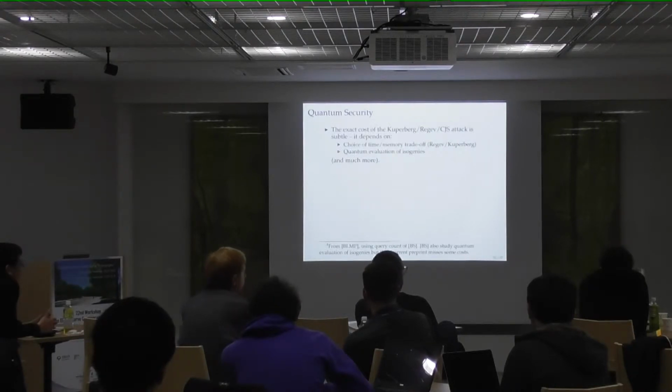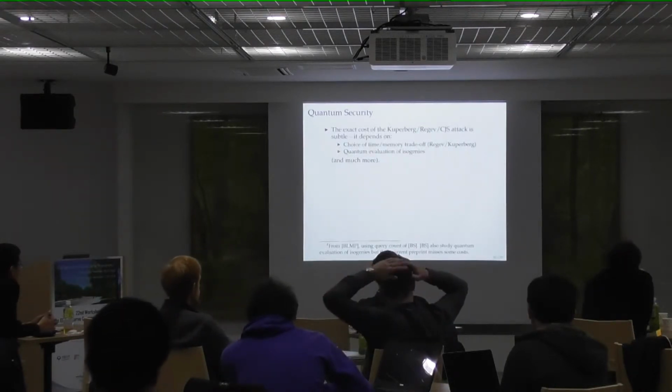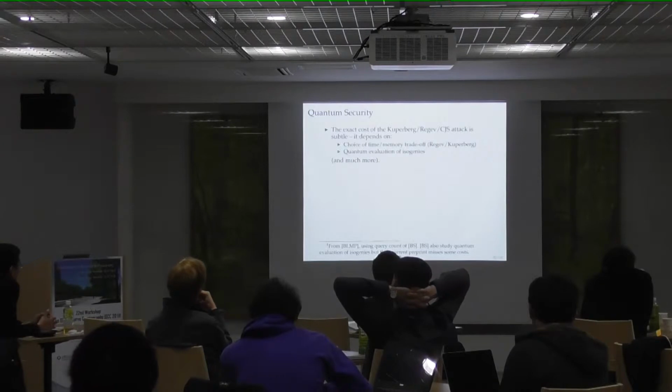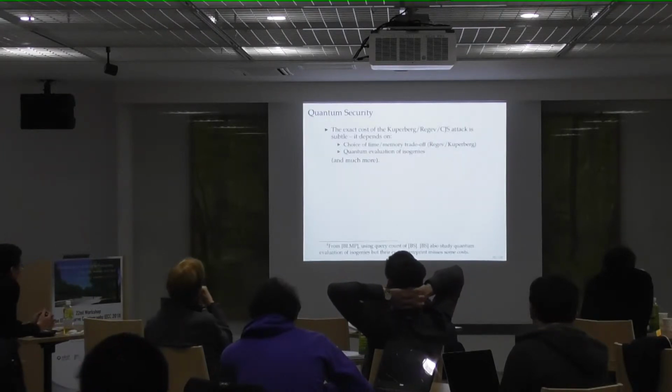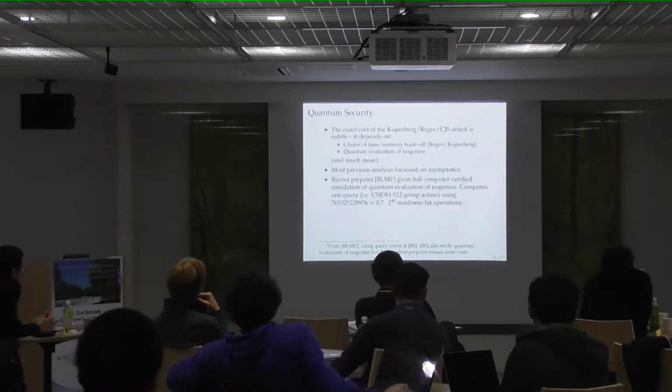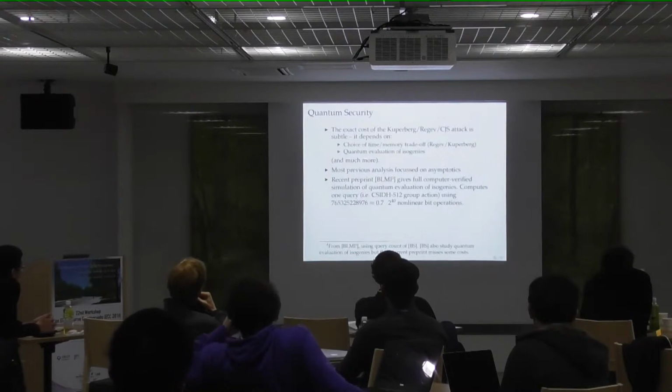So the quantum security depends on what trade-off you take with Regev and Kuperberg, and on quantum evaluation of isogenies. Dan talked about this yesterday at the rump session, because most of the previous analysis, although there's been some more precise analysis in the last months, focused on asymptotics. But our new paper from a week or two ago gives a full computer-verified simulation of quantum evaluation of isogenies for the smallest NIST security level 1 CSIDH group action, and we show that it takes that long number of nonlinear bit operations.